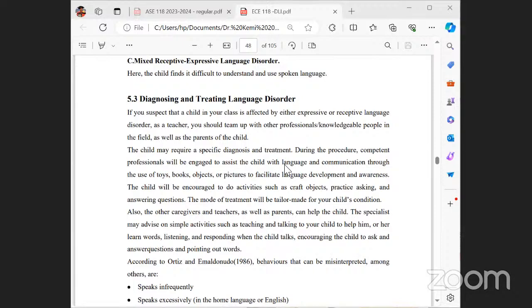So that is the kind of drilling. You ask a question, you ask the child to respond to the question, and you follow through with the child. And then caregivers or teachers can also be of help, because specialists may advise or give simple activity to the teacher to guide the child in social activities.